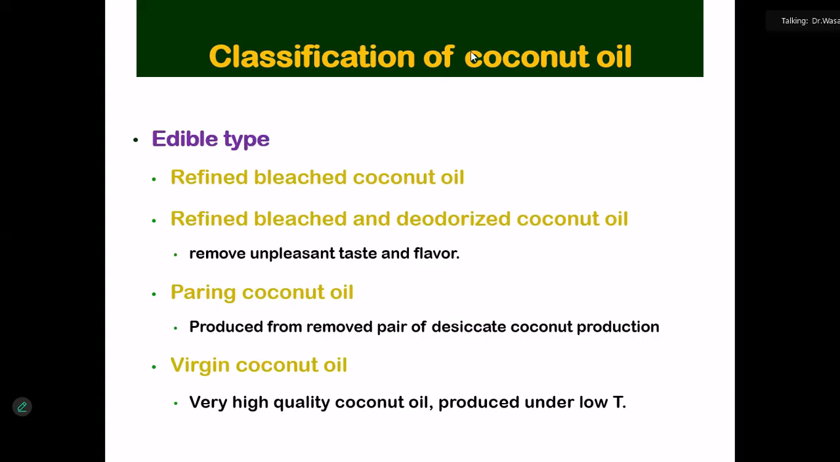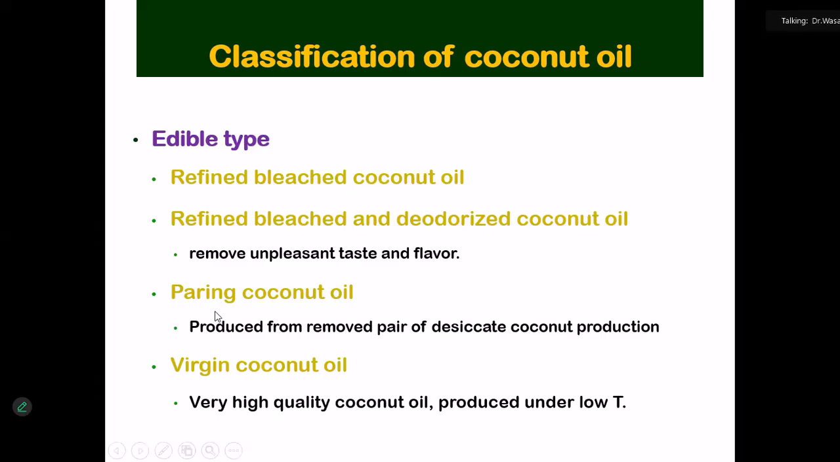The second type is RBD oil, RB and RBD, one more step. Refined, bleached and deodorized. As I mentioned, DE means remove. What they remove is the odor, meaning unpleasant odor. Then it is just like water, no color, no odor. RBD oil removes unpleasant taste and flavor, but it is more harmful. Why? They are using chemicals for this one.